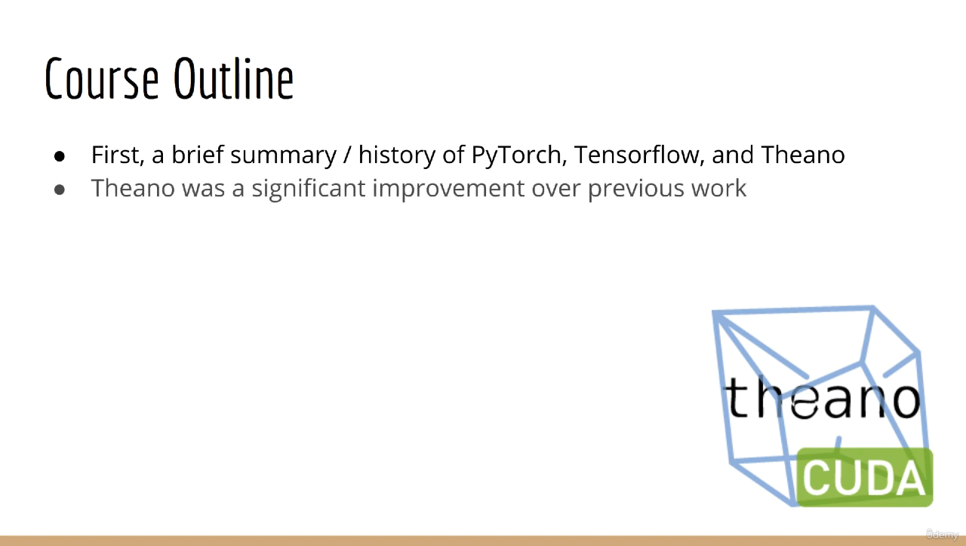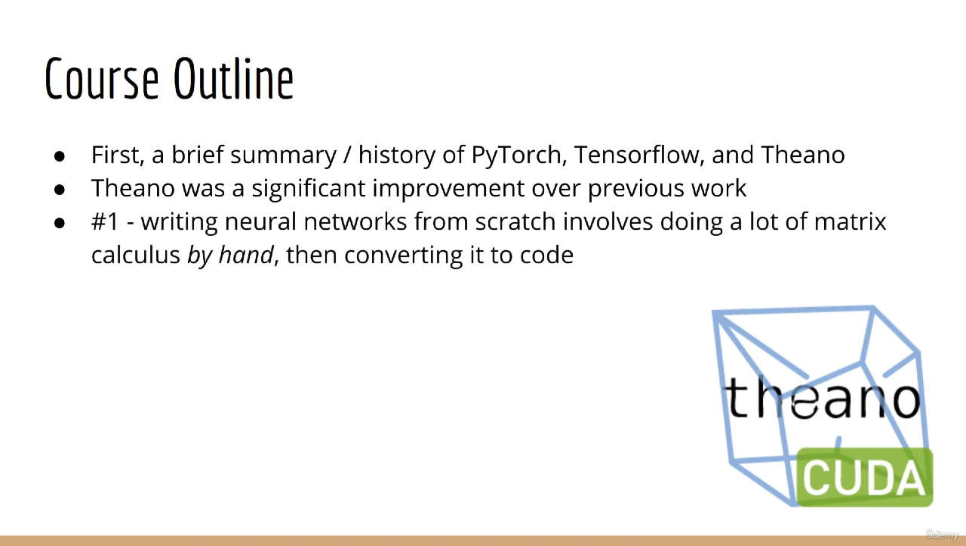Theano was a significant improvement over what was being done previously for two major reasons. Number one, for reasons you'll learn about later, writing neural networks from scratch involves doing a lot of matrix calculus by hand and then copying those equations into code. For those of you who took my first deep learning course, you know how difficult this can be. The Theano library was the first to innovate in this area using automatic differentiation, or autodiff for short. What that means is you don't have to write down calculus equations, since the computer will do that for you.